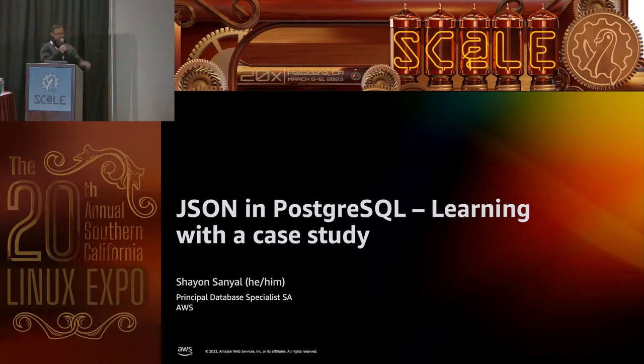So this talk is called JSON and Postgres, Learning with a Case Study. And the previous talk kind of set the stage where Ryan touched upon a little bit about the power of Postgres with non-relational data types, especially arrays, JSON, JSONB, and so on and so forth.